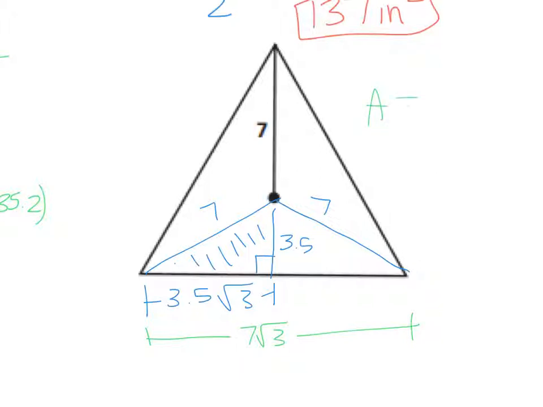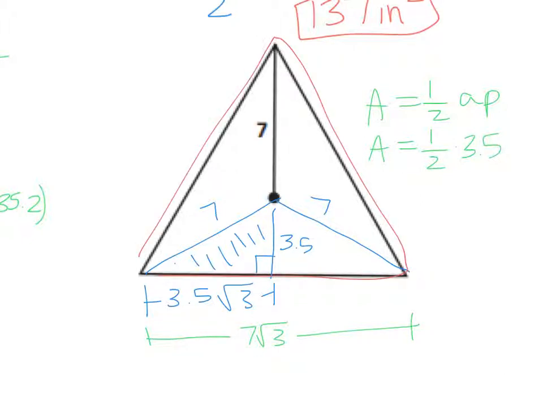So area equals 1/2 the apothem times perimeter. Area is 1/2 times 3.5 times the perimeter. So the perimeter is all around, so it's going to be 21 root 3. So times 21 root 3. So my calculator that I'm using doesn't have square roots, but you can plug this into your calculator and round to the nearest inch.